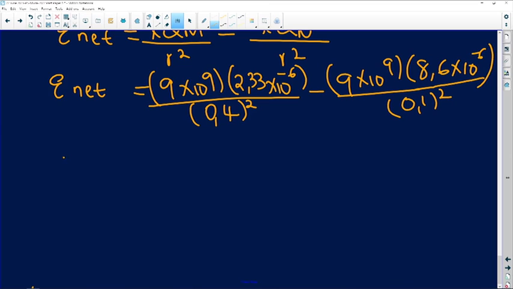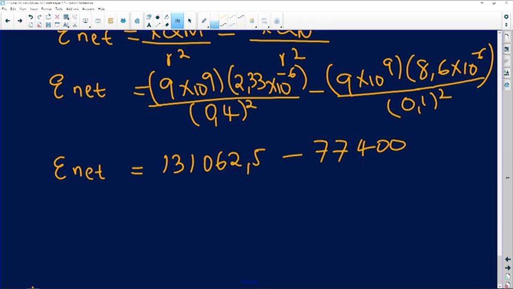Now we have all the numbers there. So E net will be equal to, we take our calculator and punch in 9 times 10 to the power 9, multiply by 2,33 times 10 to the power negative 6, divide by 0,4 squared, minus 9 times 10 to the power 9, times 8 times 10 to the power negative 8, divided by 0,1 squared. The first term gives 13106,25 and the second term gives 7 400. Check your calculator again.